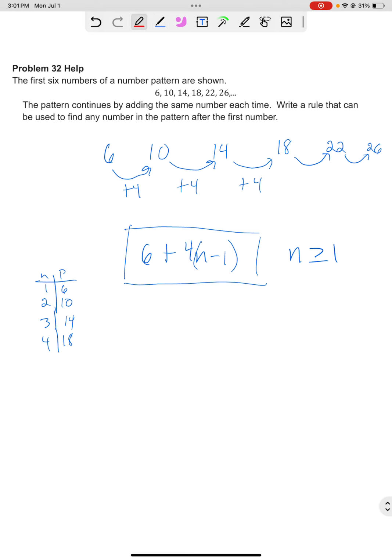So just standing back and looking at it, we had to take into consideration the original number, the starting number, and then you add whatever you're adding each time multiplied by something involving this n. And then what goes in the parentheses here is ultimately determined by where you want that n to start. And we want it to start at 1, and so that's why we end up having an n minus 1.